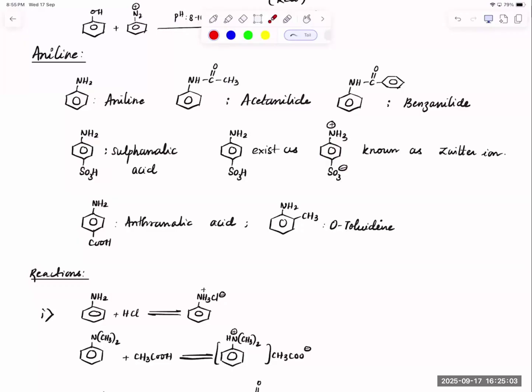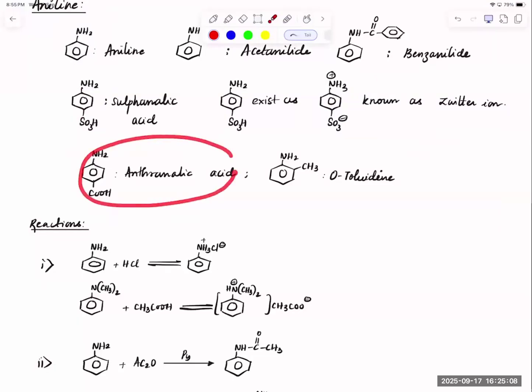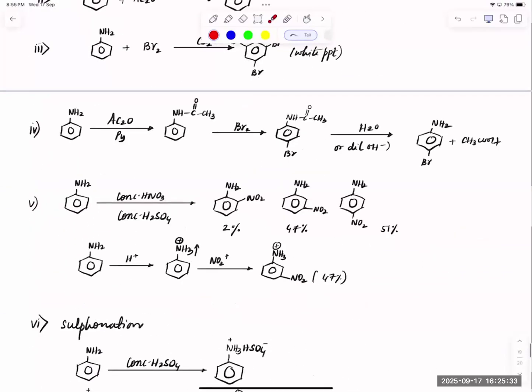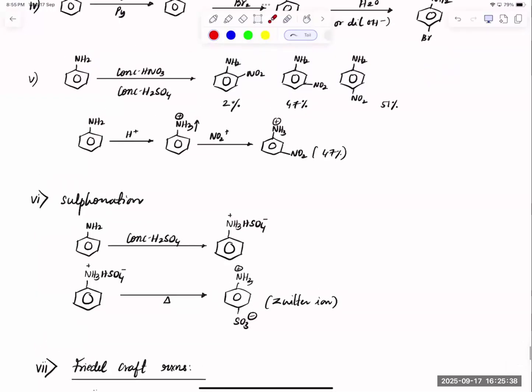So this aniline form will have Zwitter ion, right? Next, if you have COOH here, correct? Instead of SO3H, if you have COOH, it is called anthranilic acid. It is called anthranilic acid. Okay. Next, if you have CH3 here, you call it as o-toluidine. If it is at ortho position, ortho-toluidine, or otherwise meta and para-toluidine. Okay. All these reactions we have seen already. What reaction we have not observed is this one, nitration.